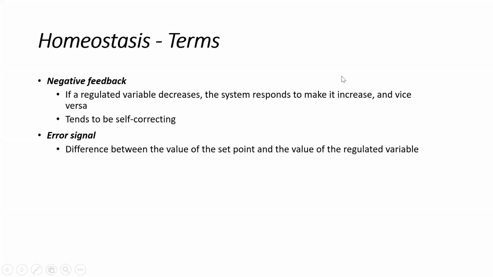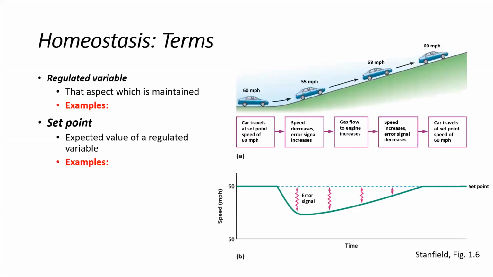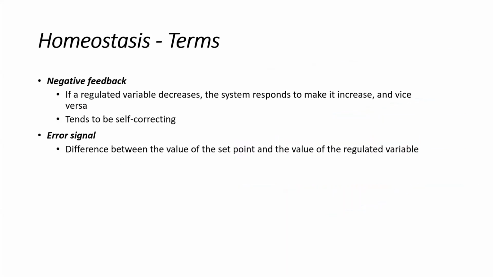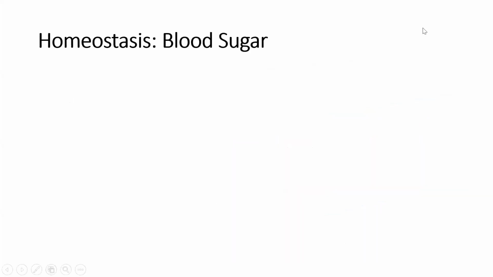Okay, so those are the four terms that are important when we speak about homeostasis. We've got the regulated variable, we've got the set point, we've got negative feedback, and we've got the error signal. Okay, so what I'm going to do now is we're going to look at an example of blood pressure, and then we're going to talk about those terms again and how they apply to this specific example.